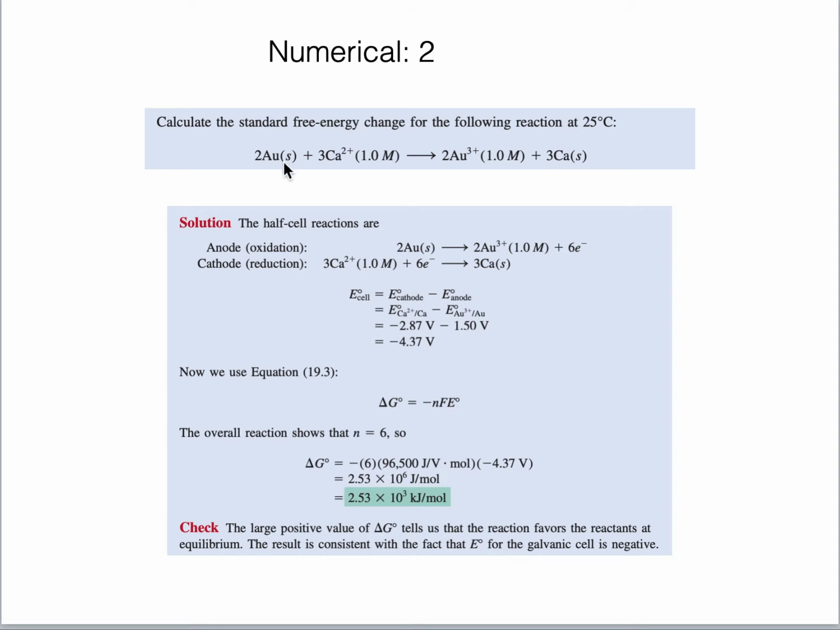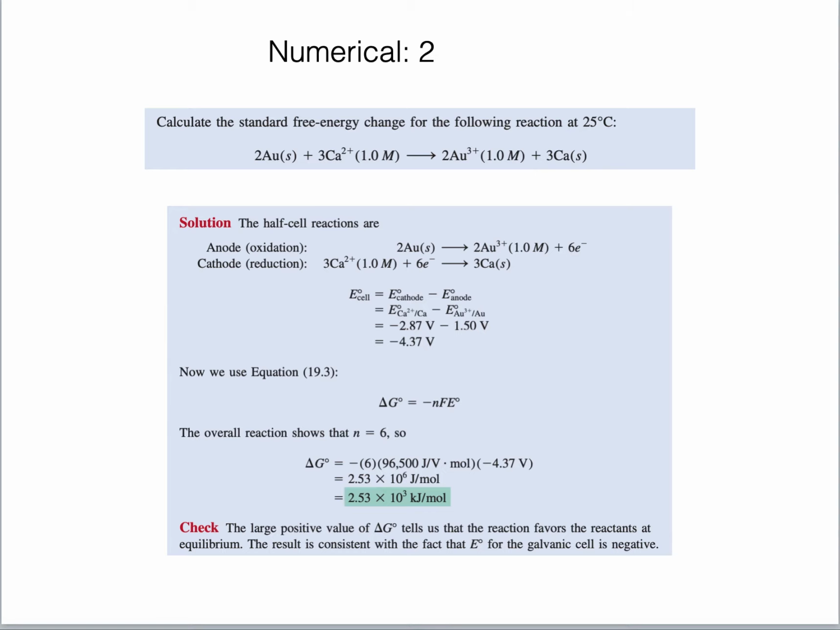Forward direction means that gold and calcium 2 plus will not react to give gold 3 plus and calcium. Or it means that the reaction favors the reactants. The reactants will be sitting as they are. They will not change into products.